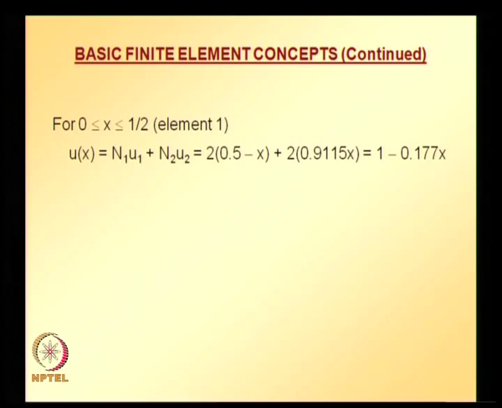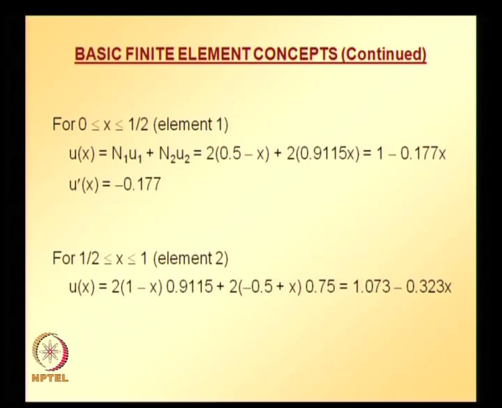So, go to the first element, you know what the trial solution in the first element is, and u 1 is already substituted. Now, you got the u 2 value, substitute and simplify, that gives you the approximate solution in element 1, and take the derivative of it, you get this one. And similarly, go back to element 2, substitute the nodal values of u 2, u 3, you get the approximate solution, and take the derivative of it, you get this.